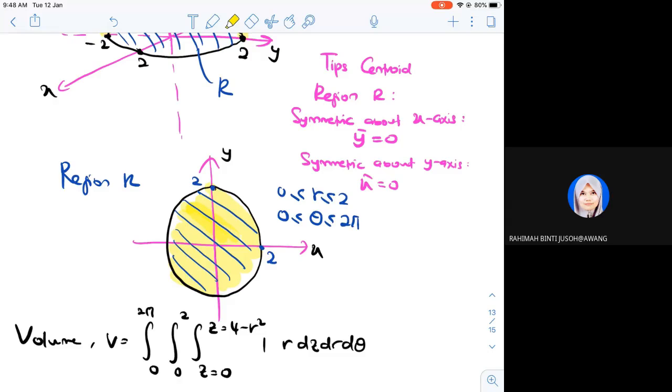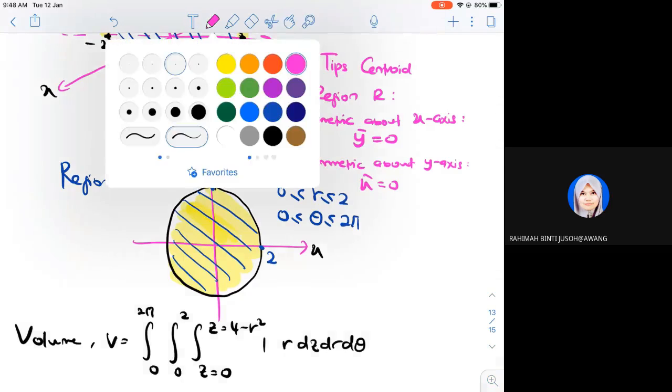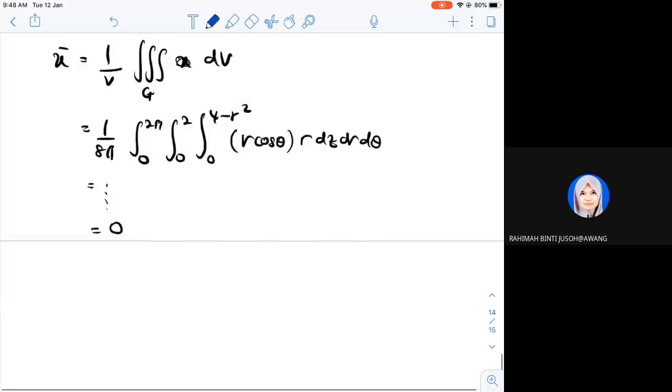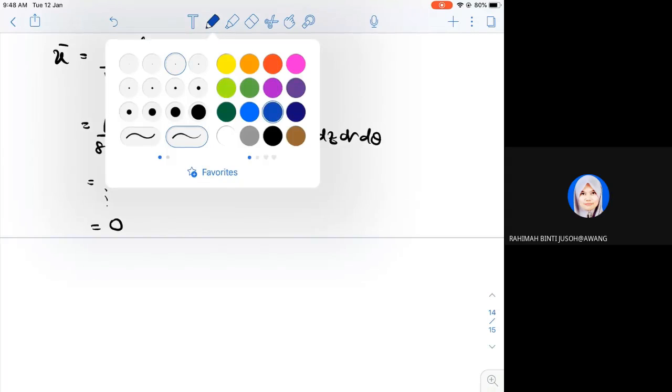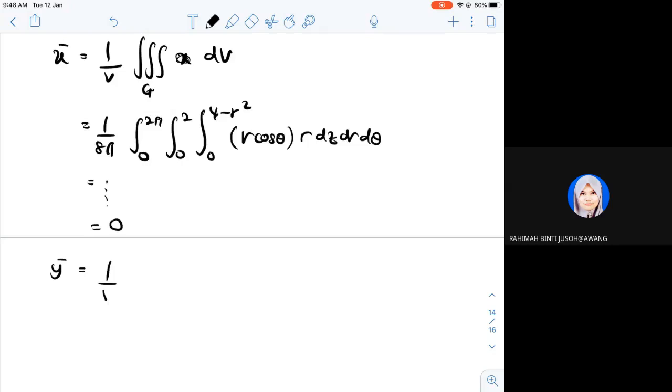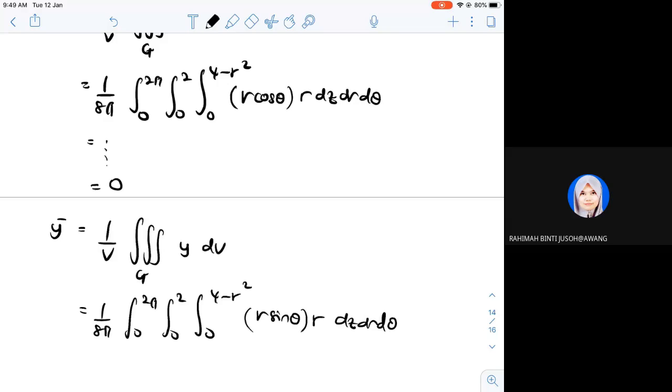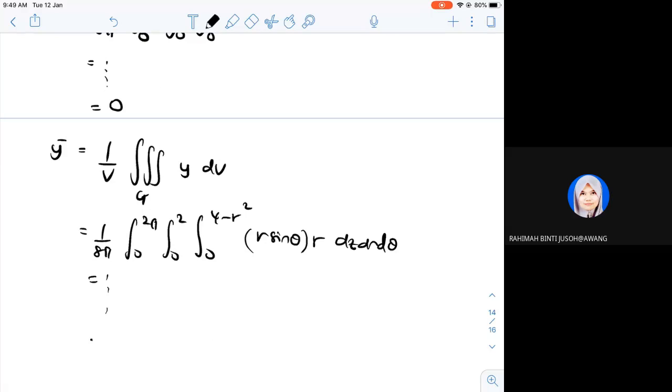You lipat pada paksi y, you dapat 2 ni jadi negatif 2. Sebelah sini, dia symmetric lah. 2 kat atas jadi negatif 2 kat bawah. So x bar dengan y bar dia 0. Okay, tak percaya you try kira, you akan dapat 0. Okay, and then y bar pun sama, 1 over V triple integral G y dV. We have 1 over 8 pi, 0 until 2 pi, 0 until 2, 0 until 4 minus r squared. We have r sin theta lah, sebab y. Okay, so r dz dr d theta. Yang ni pun you will get 0 actually.